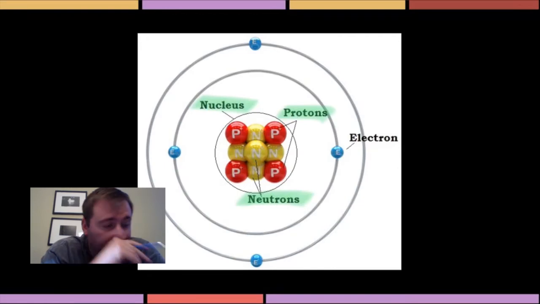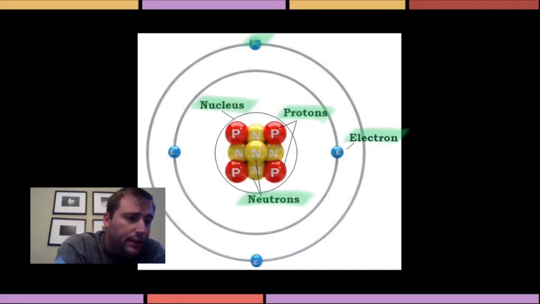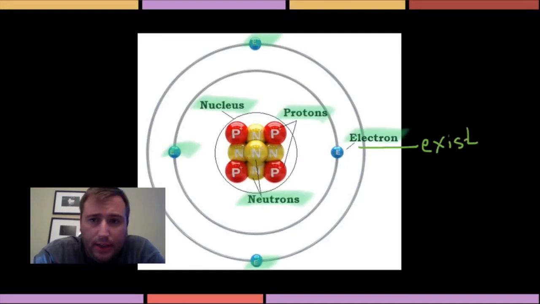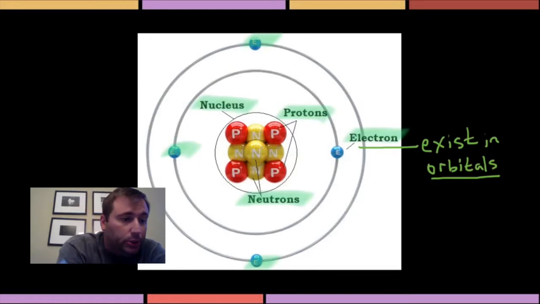This is the atom here. Now, this is not a correct picture of what the atom actually looks like, but it's easy to draw, so let's take a look at it. There's two parts. There's a nucleus, which is in the very center of the atom, and then surrounding that nucleus are electrons, and those electrons exist in orbitals. An orbital is an area where an electron could be found.